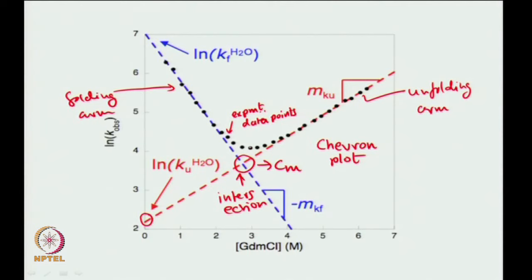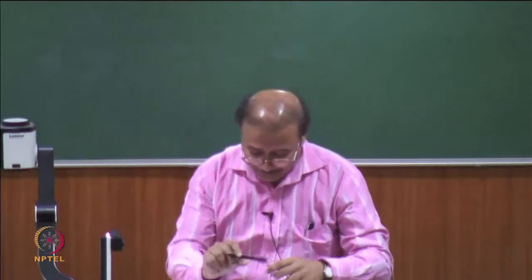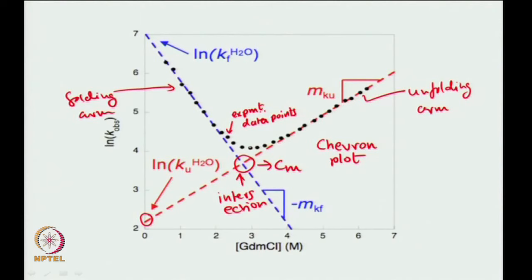By doing this you can understand if there is a difference in Ku and Kf, and hence make out which arm, that means whether the unfolding arm or the folding arm, is being affected, right. Okay. Now, before I go any further, realize this: both of these would have their respective slopes.